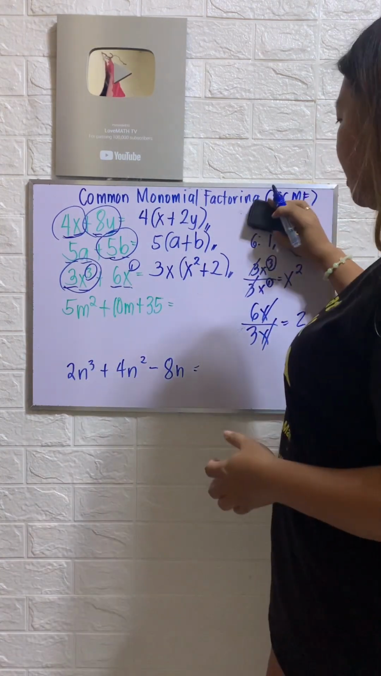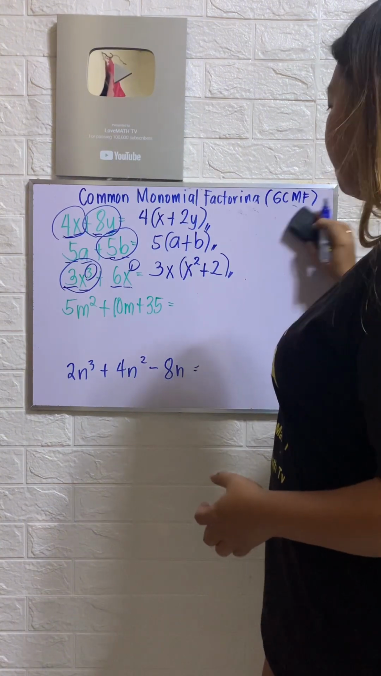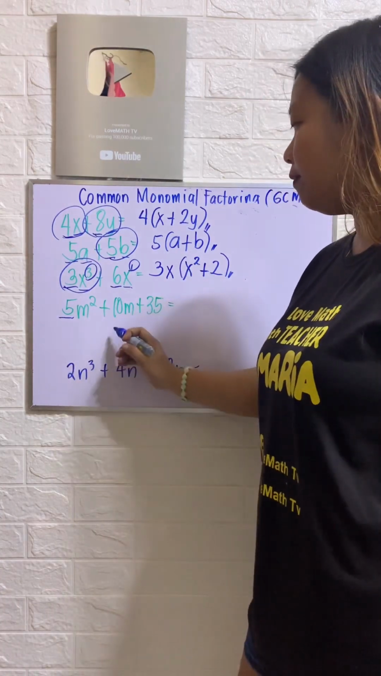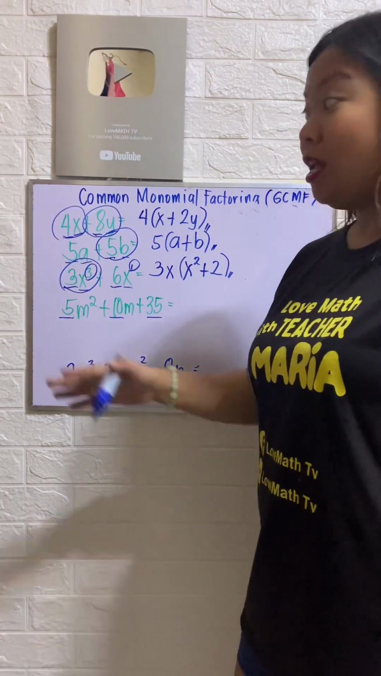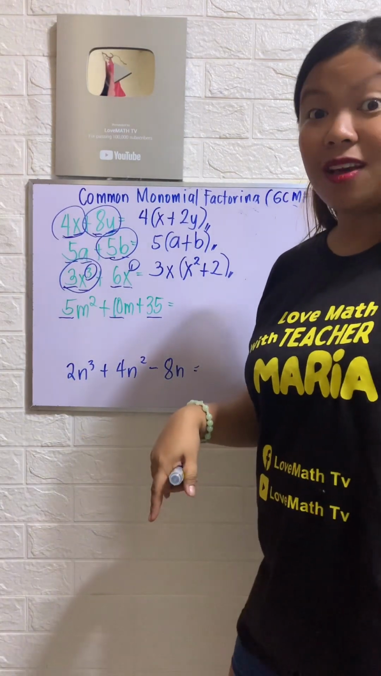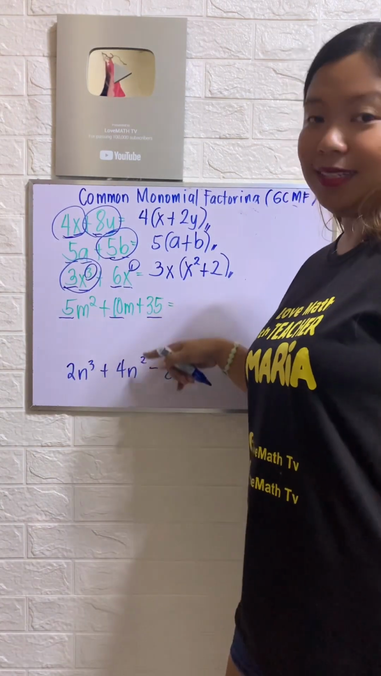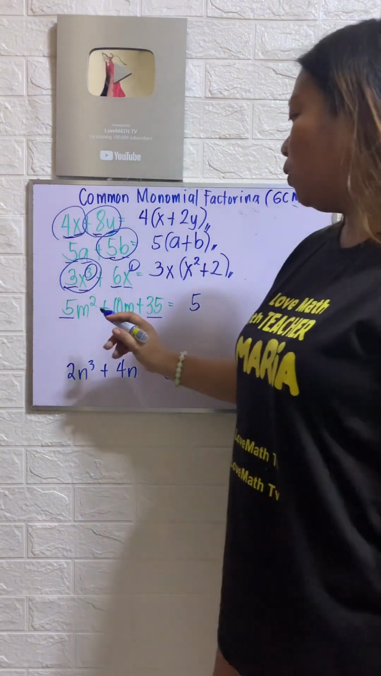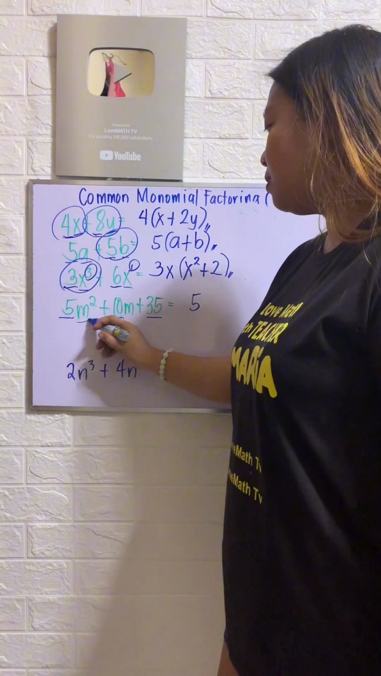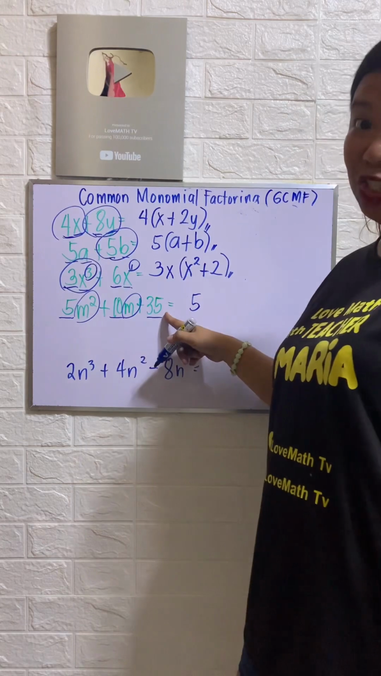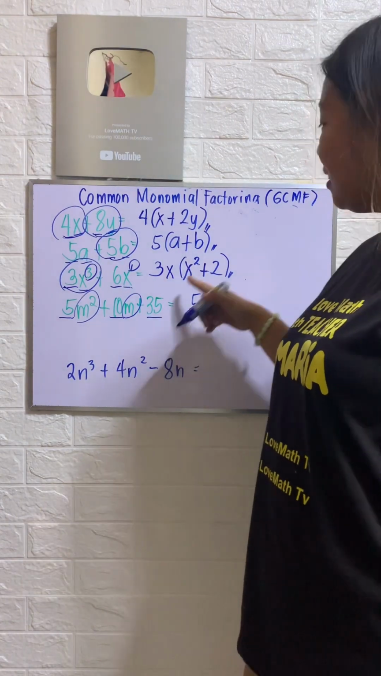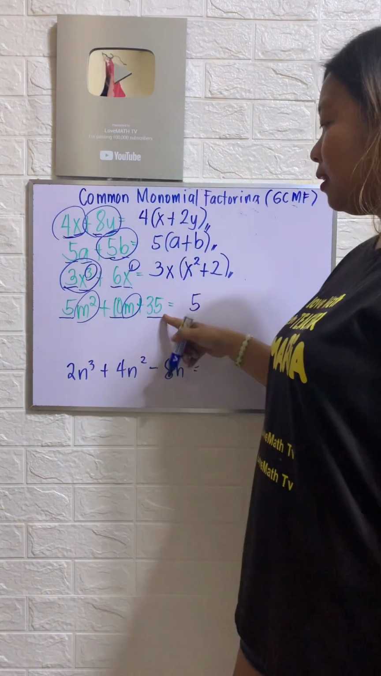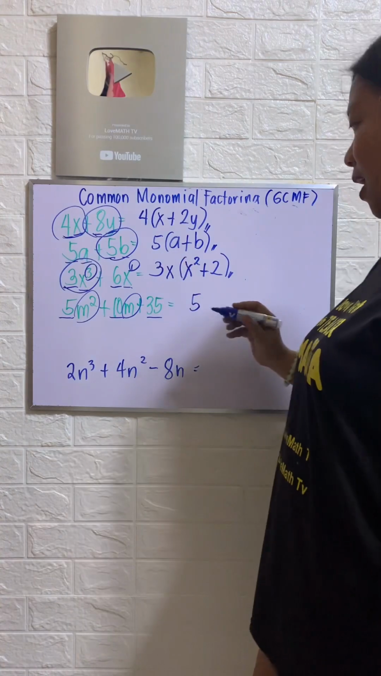How about the last one? Now, let's try, we have there 5m squared plus 10m plus 35. So we look at the numerical coefficients of 5, 10, 35. Dyan pa lang, di ba, we can identify what is the greatest common factor of 5, 10, and 35. That is obviously 5, di ba? Now, we look at the literal coefficients, m squared, m, pero ito wala siya. So, obviously, m is not part of the greatest common monomial factor, ha? Kasi, dun sa third term, wala siyang m. So, you cannot get yung m, okay?